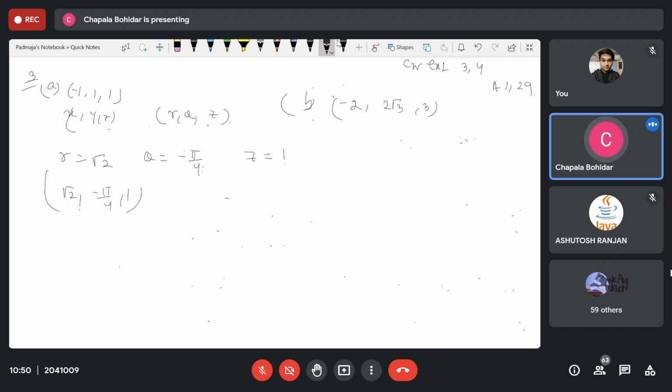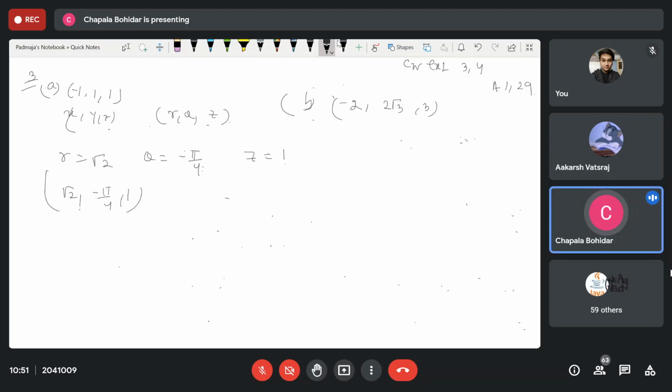Minus 2, 2 root 3, 3. Four comma minus 4, it is 4 comma minus pi by 3. Minus pi by 3 will also be there, then 2 pi by 3 will also be there, and then 3.